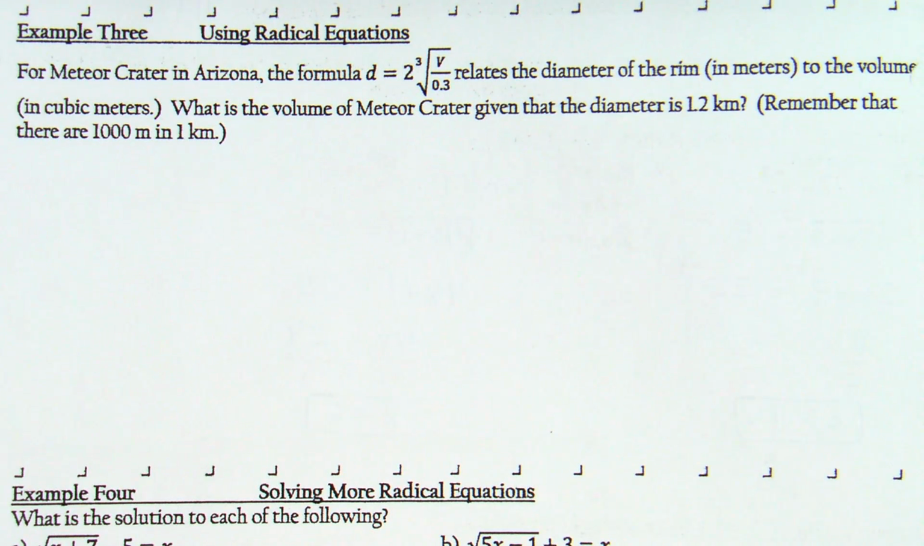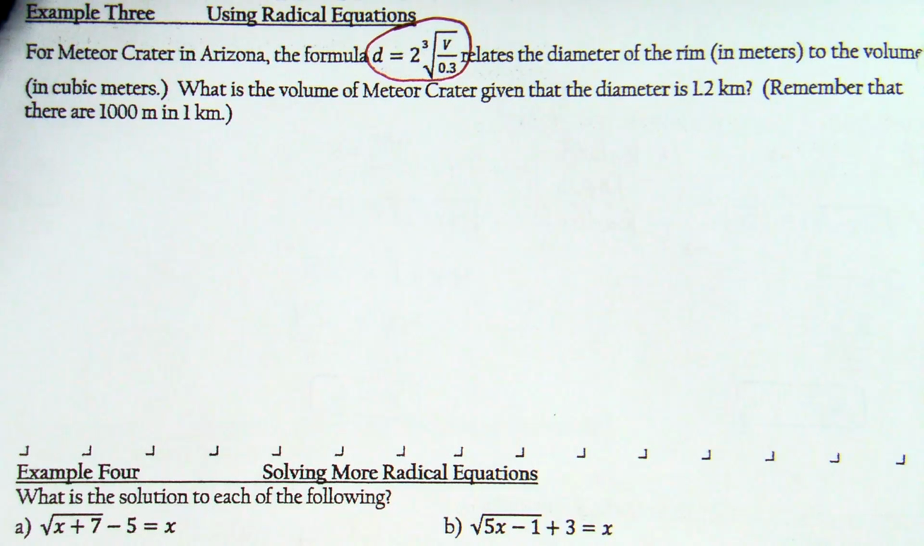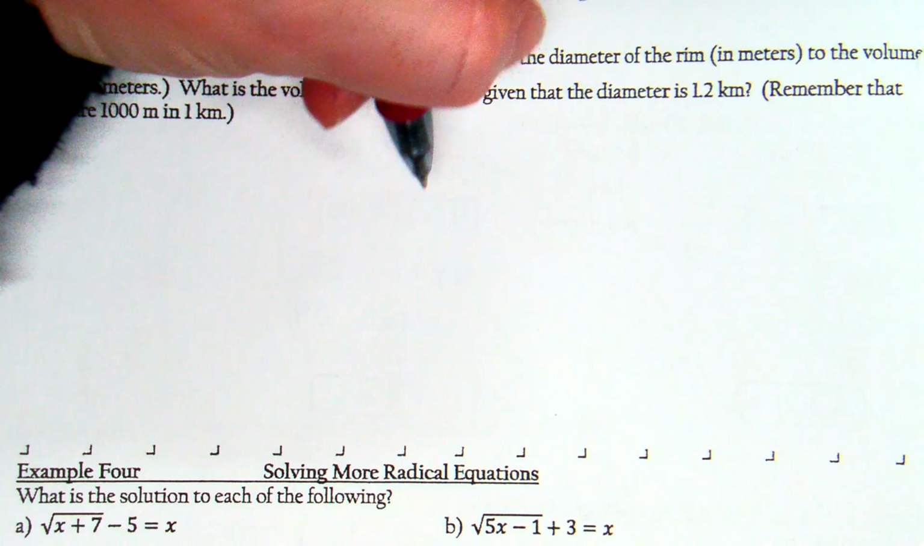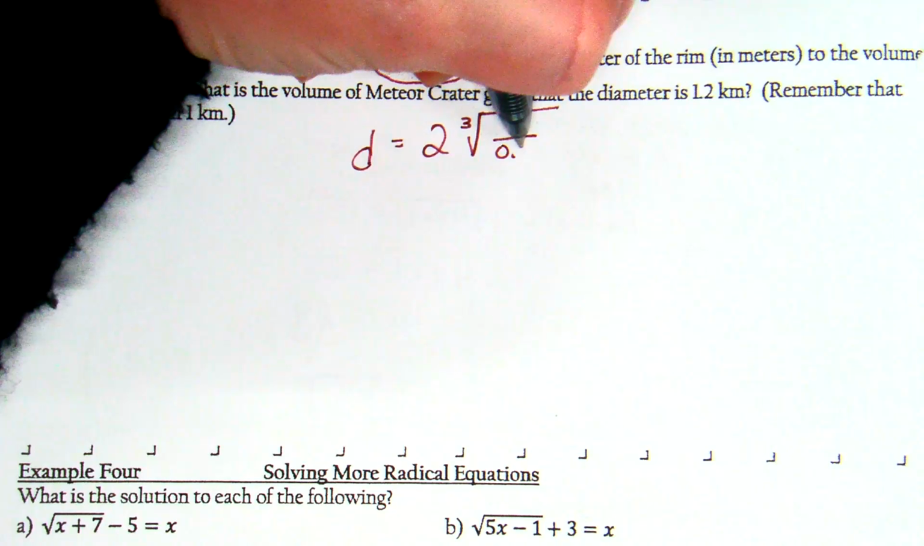Oh, this is an easy one. What's so obvious here? What'd they give me? A formula, yes? Highly unlikely they're going to give you a formula and not expect you to use it. Just saying. So I'm going to write down my formula. D equals 2 times the cube root of V over 0.3. Okay.